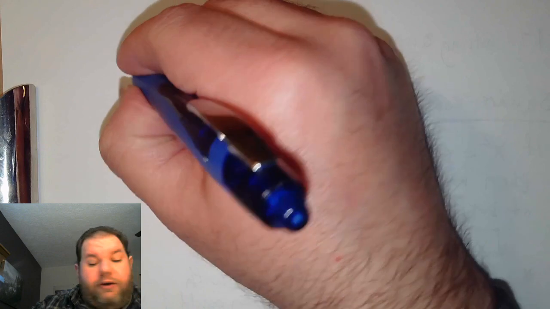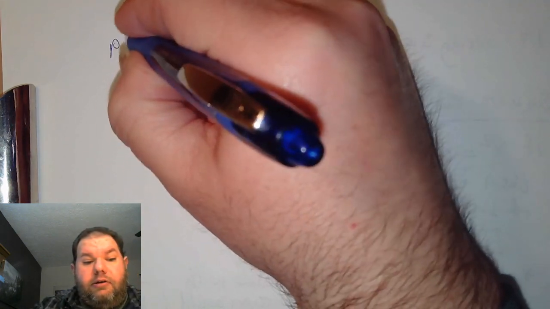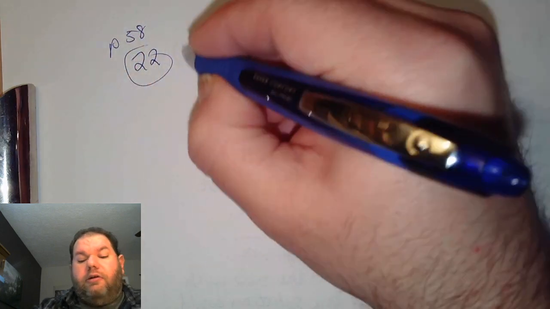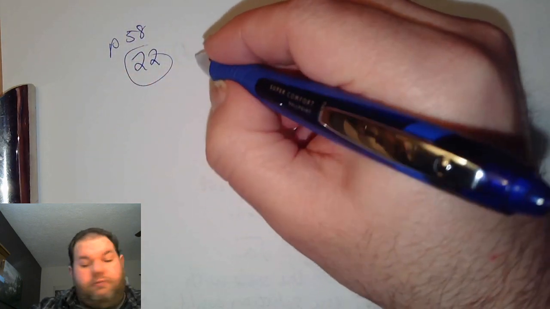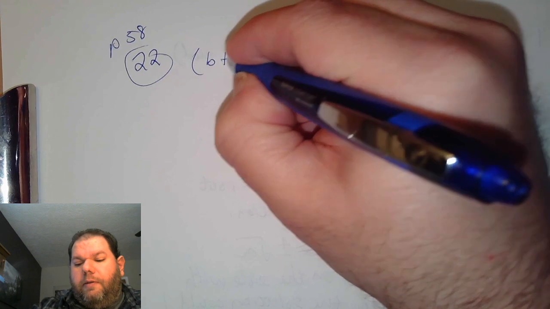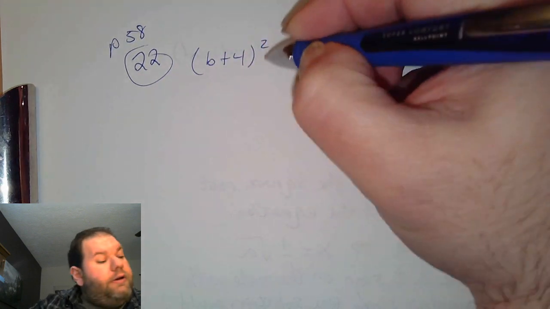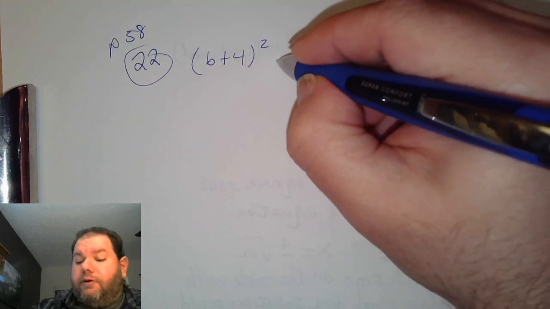Now, of course, the book doesn't have any nice problems on this, where the number on the right is a perfect square, but that doesn't mean we can't work the problem. So 22, this is on page 58. B plus 4 squared is equal to 27.